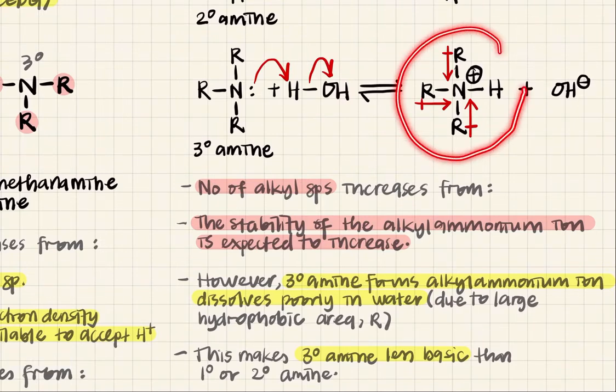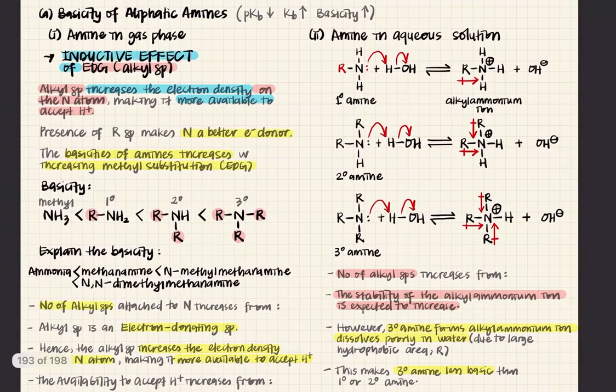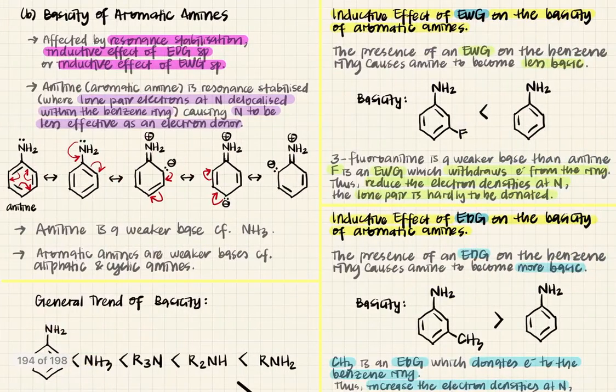Its alkyl ammonium ion dissolves poorly in water. So why is that so? Because it has 3 alkyl groups ni. So ini dah kira dia ada large hydrophobic area, kan? Okay, so tertiary amine tu kira dia less basic lah than primary and secondary amine. Alright, so that's the basicity of aliphatic amines in aqueous solution.